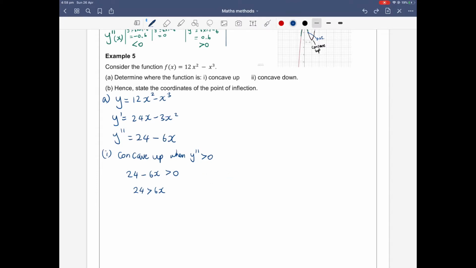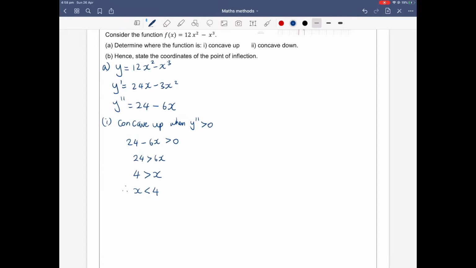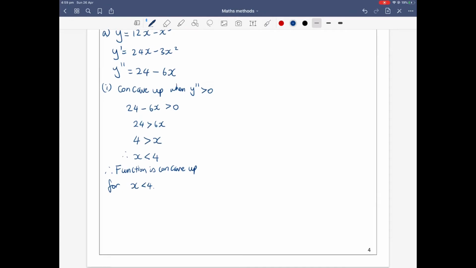Okay, so rearranging, moving the negative 6x across, that's fine. I'm not multiplying or dividing, I'm just literally adding 6x to both sides. So 24 is bigger than 6x, so dividing both sides by 6 like we do normally in algebra, 4 is bigger than x. In other words, flipping it around, usually you write x is less than 4. So therefore the function is concave up for the values x less than 4. So anything less than 4 for this function is a concave up part of the function.